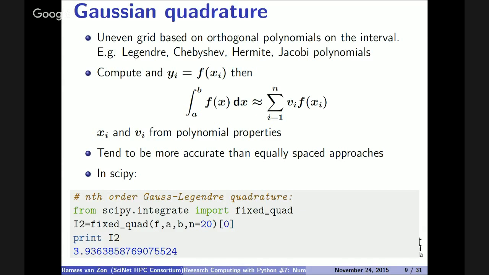Yeah. So this is what it does, and the reason you use it is it is more accurate. Although the other thing was easier to understand because you kind of see what's happening. This is what's happening behind the scenes in fixed_quad.